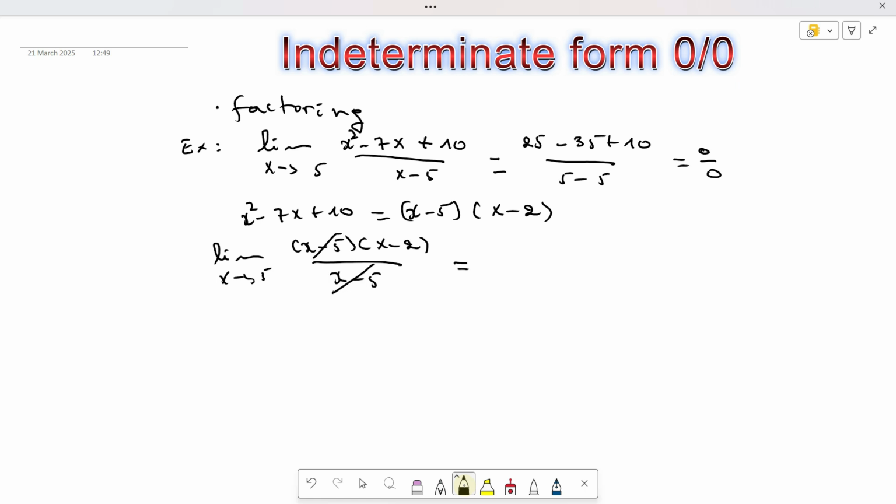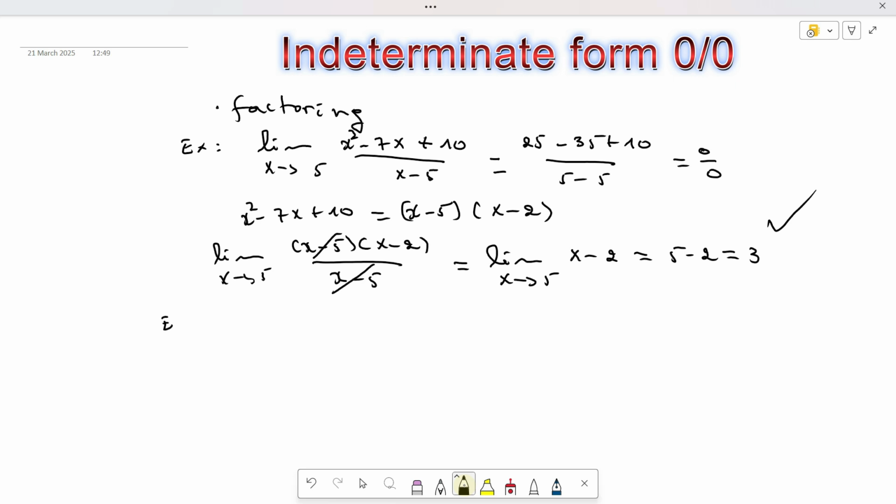So this will give us the limit when x tends to 5 of x minus 2. And this will be equal to 5 minus 2, which is equal to 3. So you see, that's it. Factoring. So let's take another example.